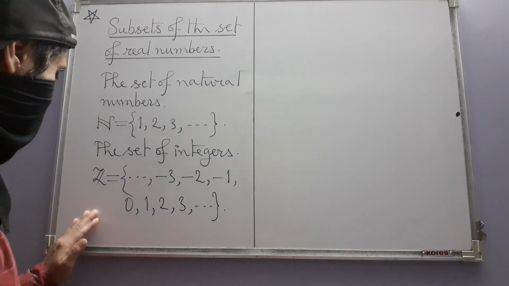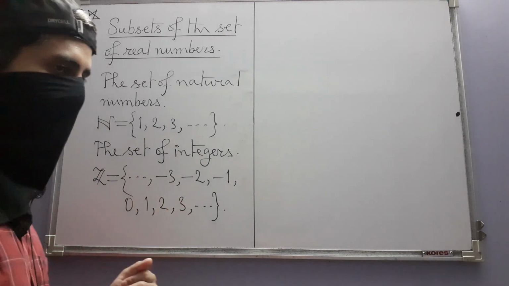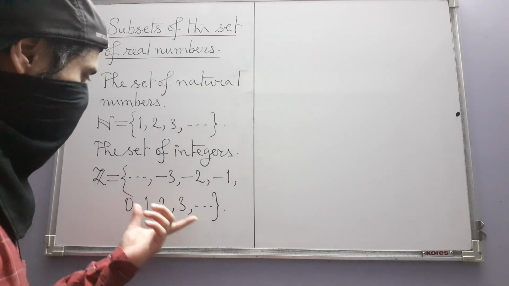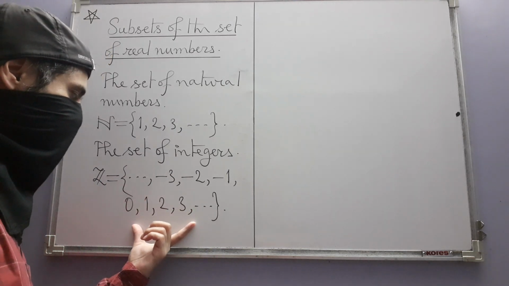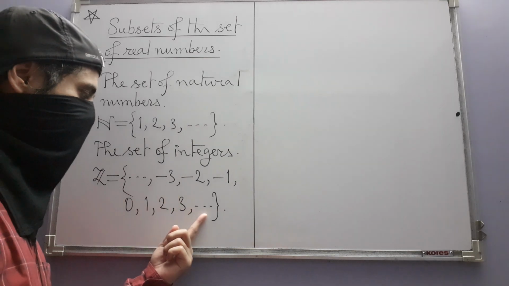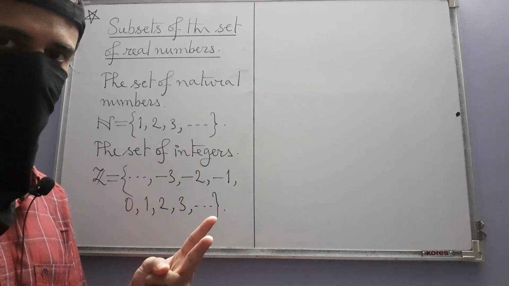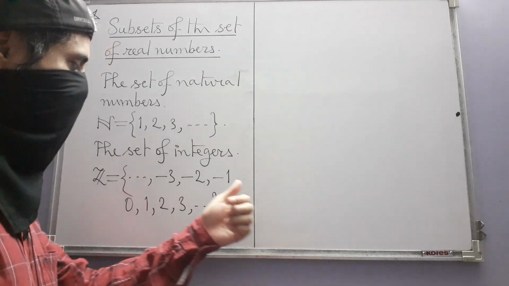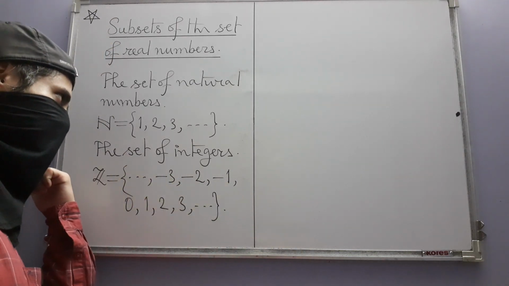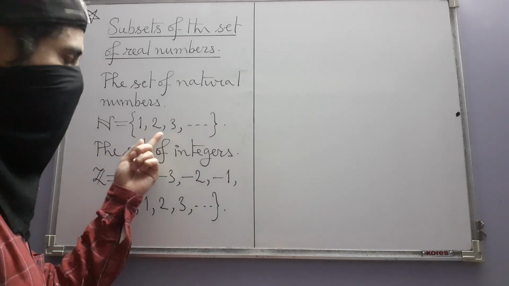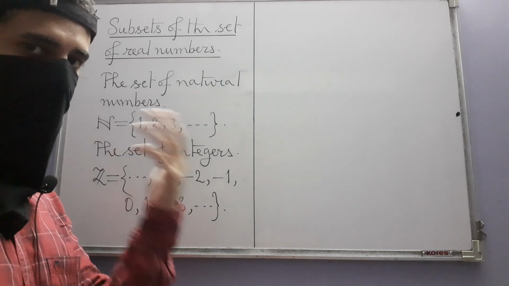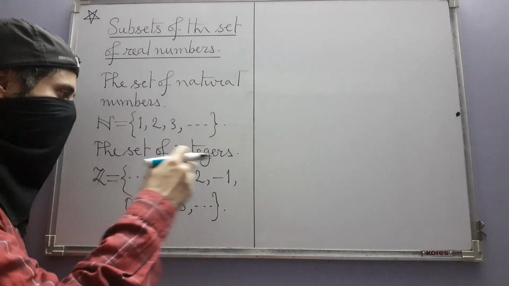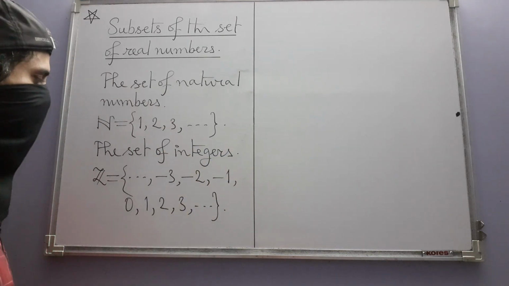Unlike the set of natural numbers, this set is, if you want to say, doubly infinite. When you express it in roster form like this, you have to use the ellipsis twice. It goes indefinitely on that side and it also goes indefinitely on this side, whereas this goes indefinitely on only one side. It starts somewhere and then keeps on going without any end.